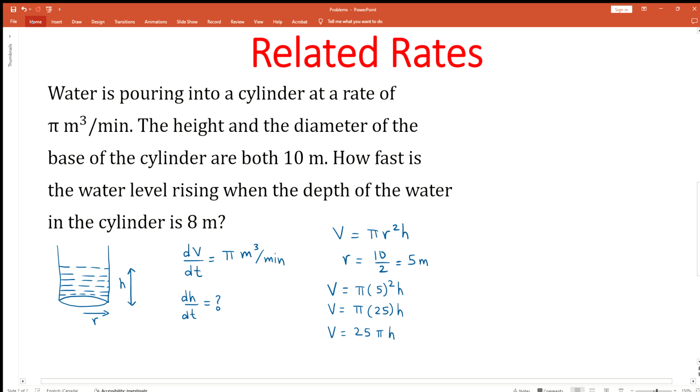Next, we should find the derivative of this equation with respect to time to find dh over dt. On the left side, the derivative of V with respect to t is dV over dt. On the right side, 25 pi is a constant. It's the coefficient of the term, so it will stay as it is. The derivative of h with respect to t is dh over dt. In this problem, we are given that dV over dt is equal to pi.